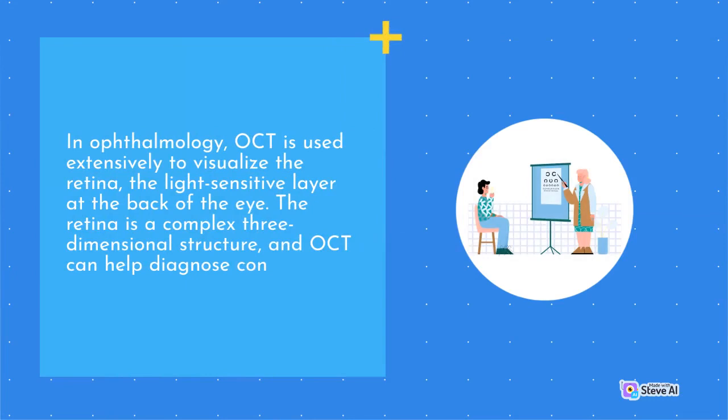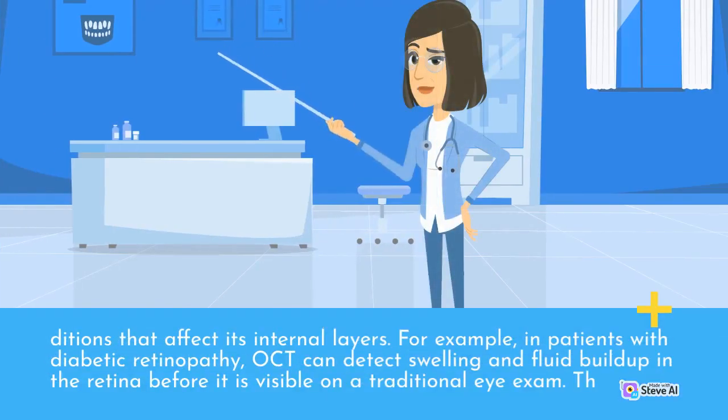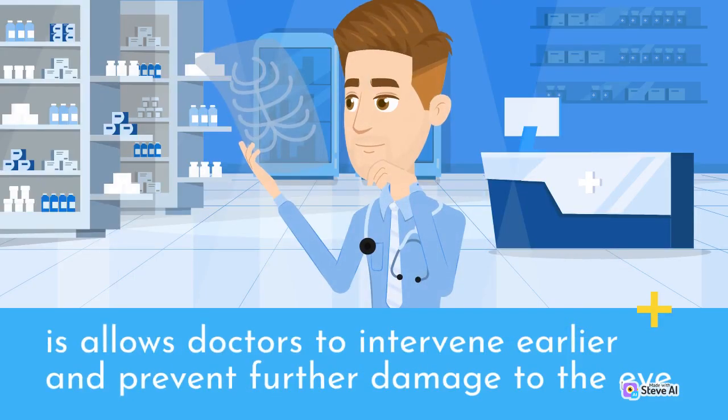In ophthalmology, OCT is used extensively to visualize the retina, the light-sensitive layer at the back of the eye. The retina is a complex three-dimensional structure, and OCT can help diagnose conditions that affect its internal layers. For example, in patients with diabetic retinopathy, OCT can detect swelling and fluid buildup in the retina before it is visible on a traditional eye exam. This allows doctors to intervene earlier and prevent further damage to the eye.